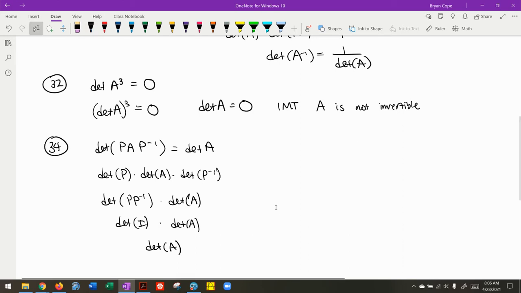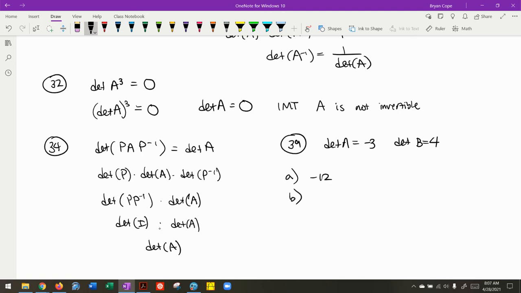And then the last problem is 39. There's 5 sections to this. Okay, so let A and B be 3 by 3 matrices with det A equal to negative 3 and det B equal to 4. So this is just applying the theorems from the section. So part A: det AB is going to be the determinant of each of them multiplied, so that's negative 12.